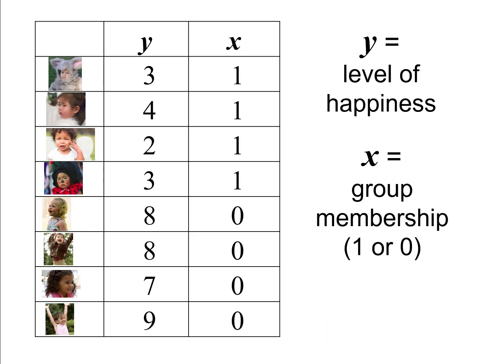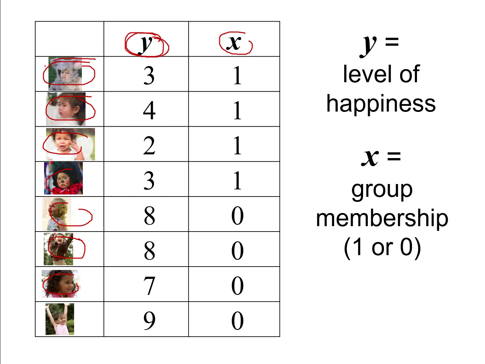So here's what a hypothetical data set might look like for this type of study. Once again, every case has been placed on a separate row. In this case, I've got these children, and every child is placed on a separate row, and every child has a score on 2 variables. Every child has a score on y, and every child has a score on x. And x indicates group membership, and y is the child's score for the child's level of happiness.